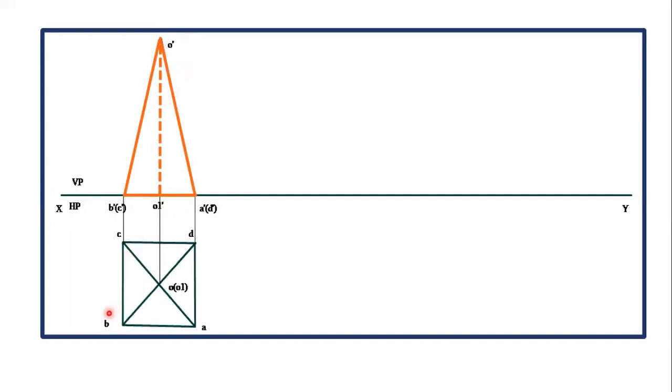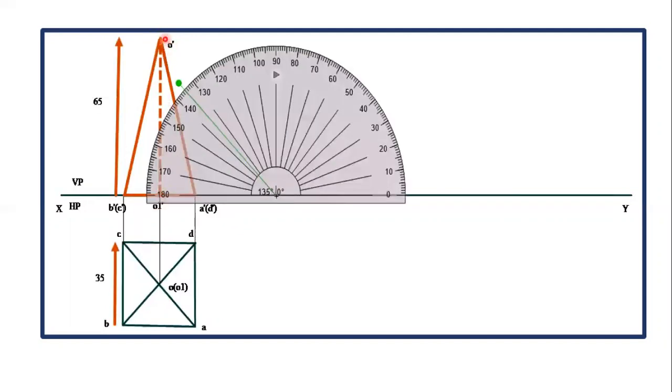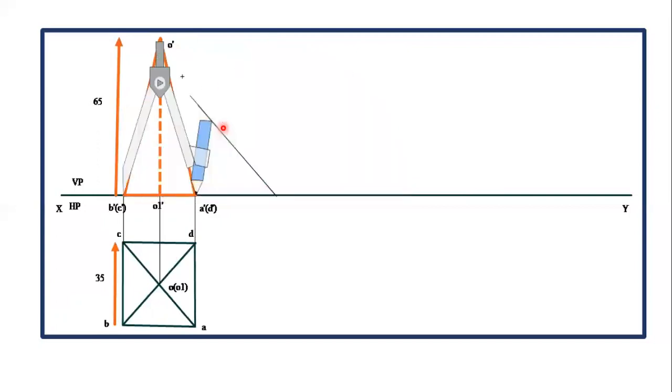So here the dimensions are 35 mm square base and axis height is equal to 65. So BC, CD, DA and AB dimension is equal to 35 mm and height from O1 dash to O dash. It is not the slant height, it is always from the center to the apex. That height is 65. Second position, inclination with respect to HP.